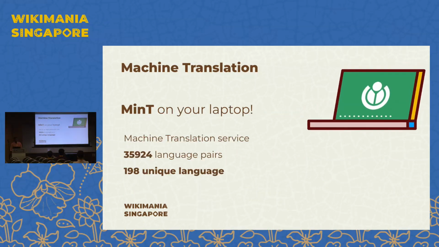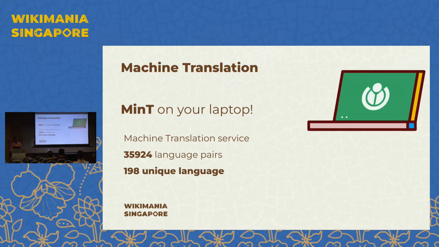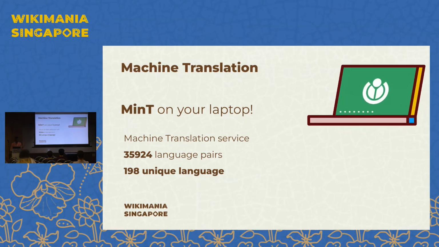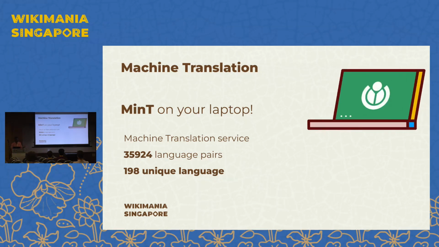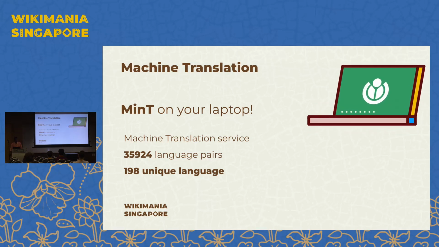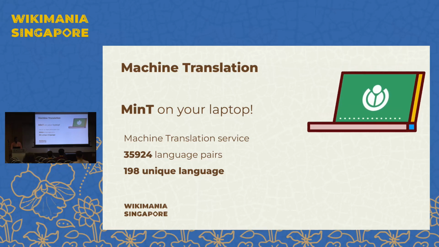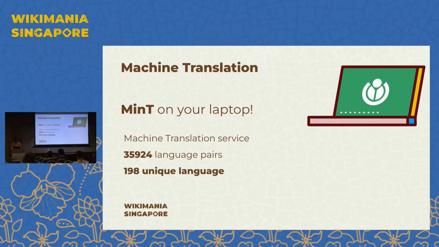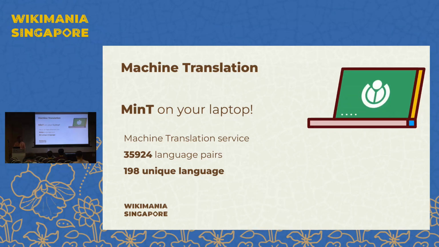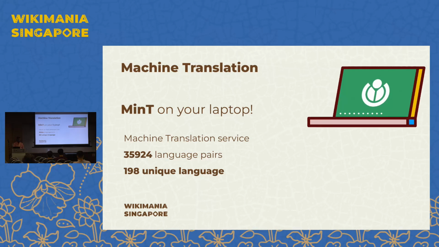And the good thing is that this has more language coverage than any other machine translation system that you can access with paid APIs. If you access Google Translate or any other system, you will not get this kind of language coverage. If you run it on your laptop, you are getting a machine translation system that can support 198 unique languages, maybe one of the biggest machine translation systems.